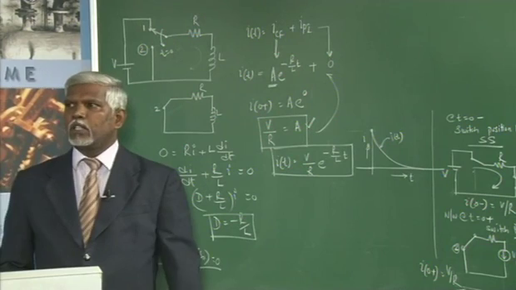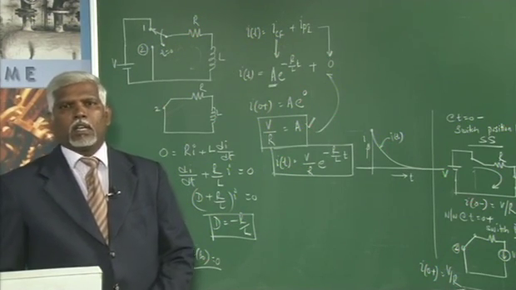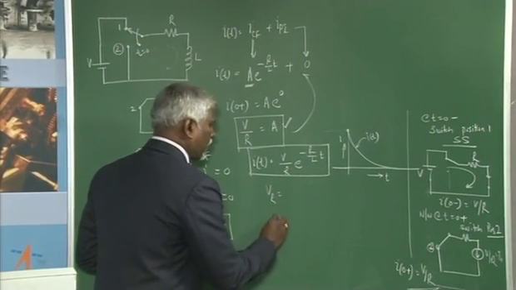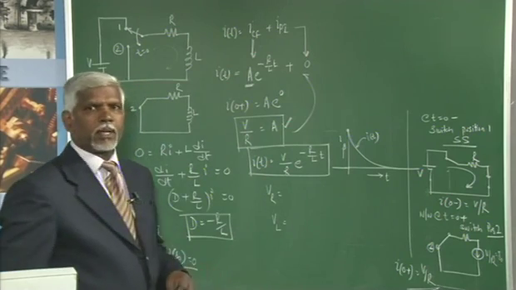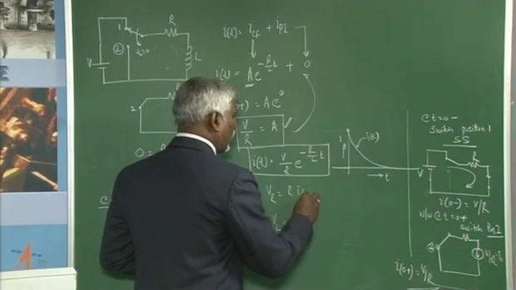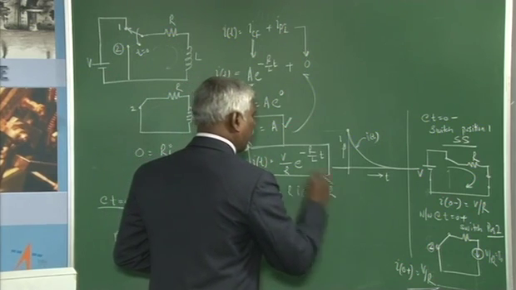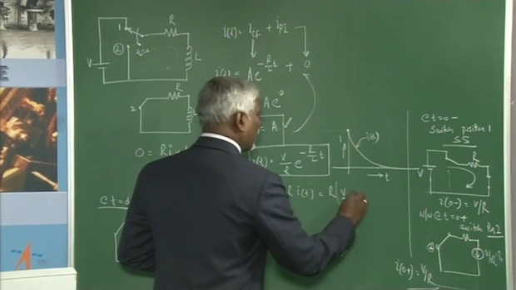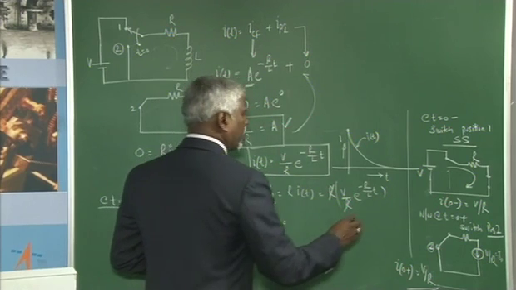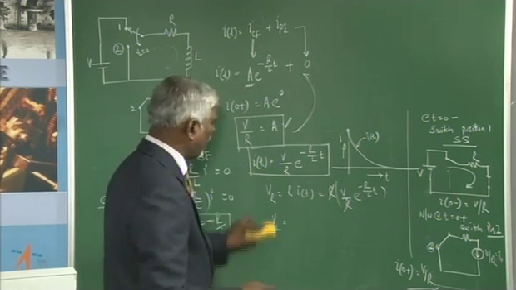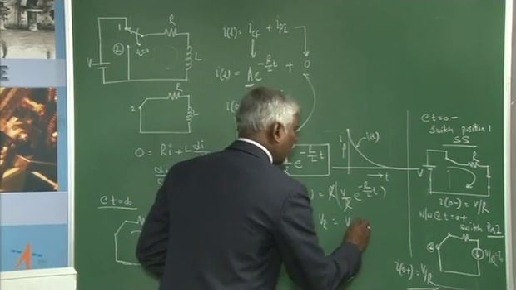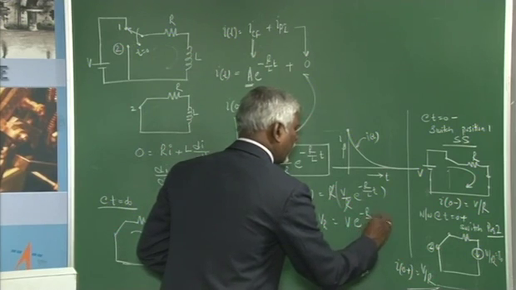Similarly, we will find the voltage across the resistor and the voltage across the inductor. We will check the capacitor in RC next. Voltage across the resistor is R into I of t, which is R into V by R into e to the power of minus R by L into t. R and R will cancel, so I will be left with the voltage across the resistor as V e to the power of minus R by L into t.